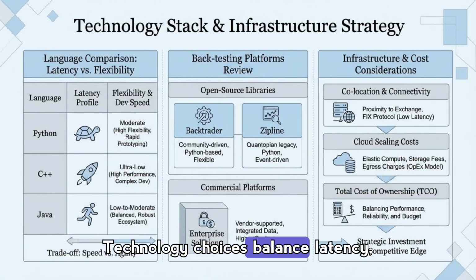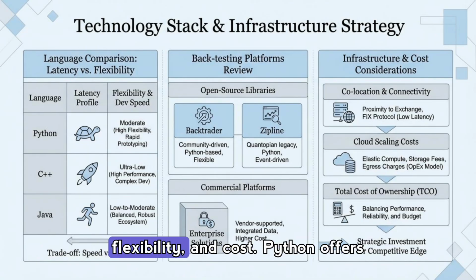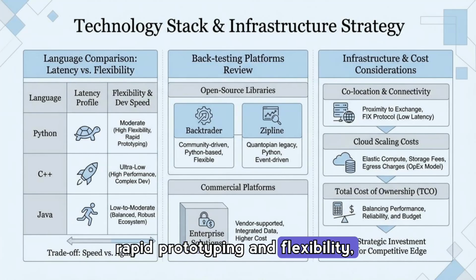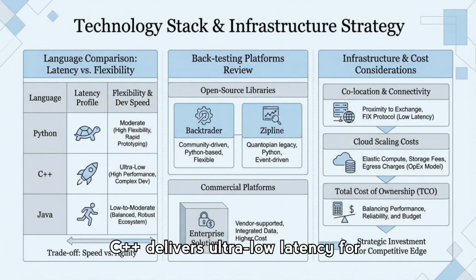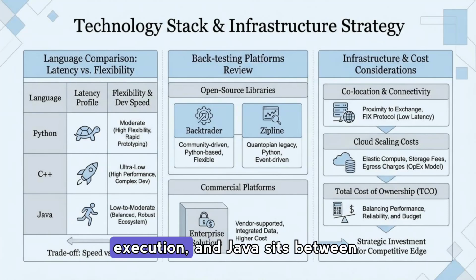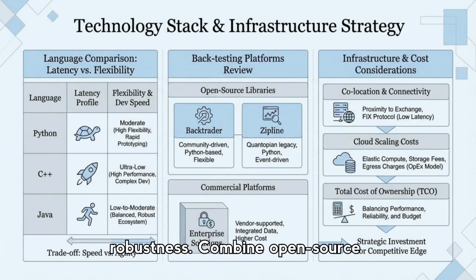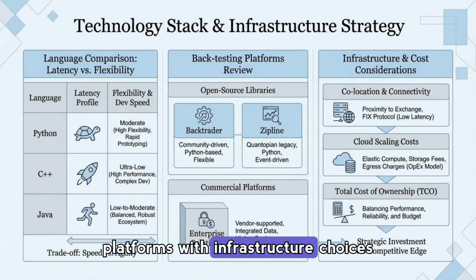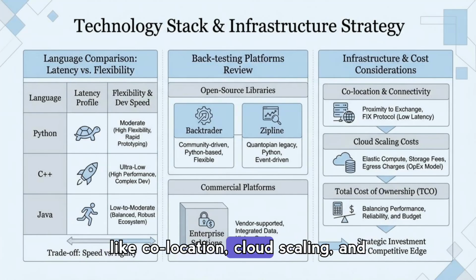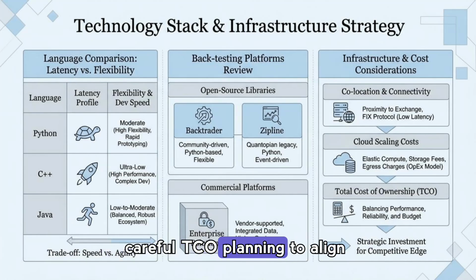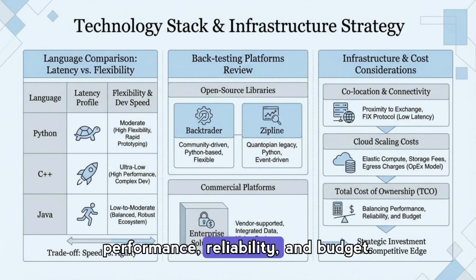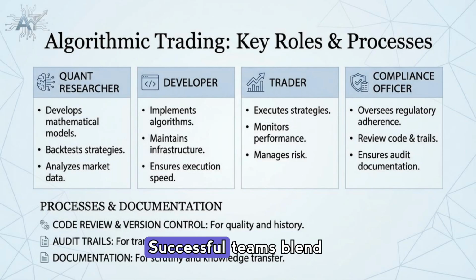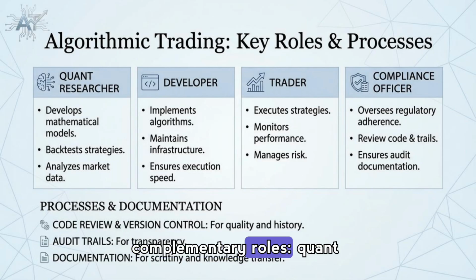Technology choices balance latency, flexibility, and cost. Python offers rapid prototyping and flexibility. C++ delivers ultra-low latency for execution, and Java sits between performance and ecosystem robustness. Combine open-source backtesting tools or commercial platforms with infrastructure choices like co-location, cloud scaling, and careful TCO planning to align performance, reliability, and budget.